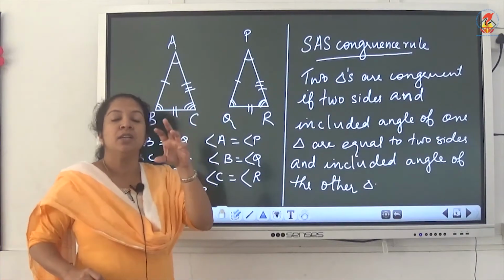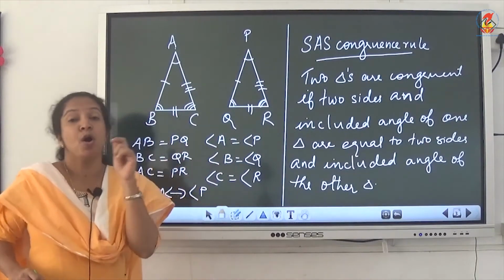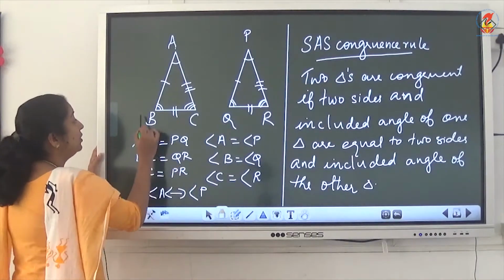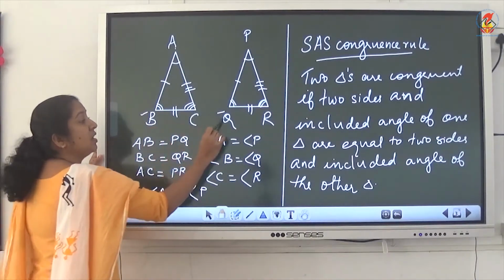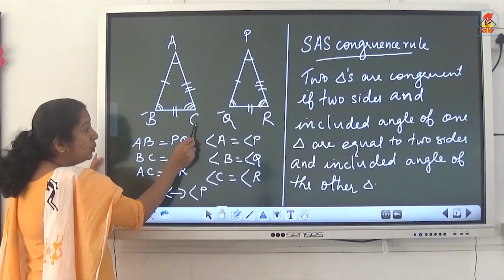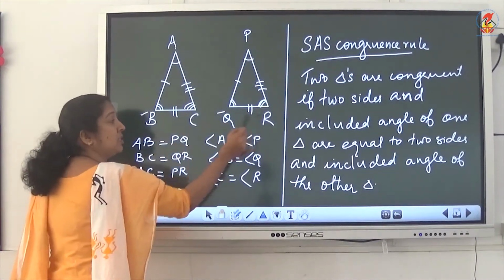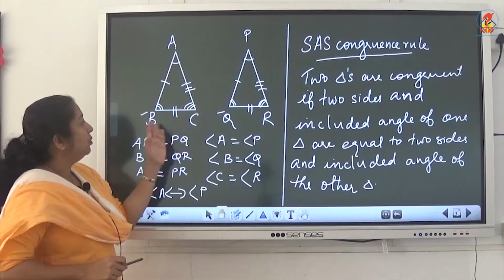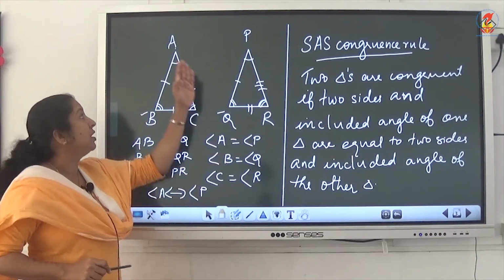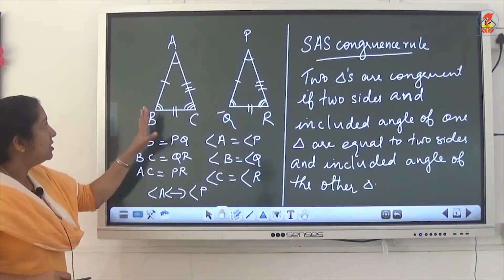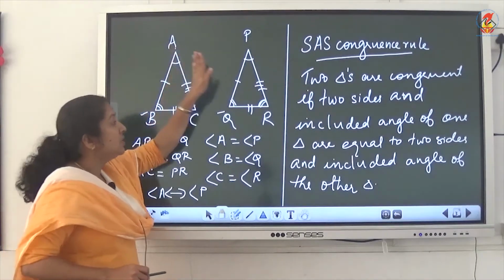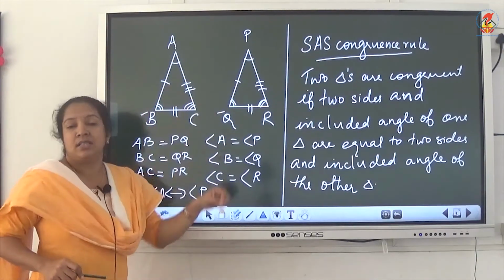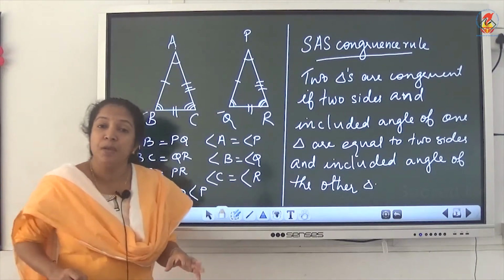So when you name the sides or vertices, you have to take the corresponding side or corresponding vertex itself. So if you start with B, you have to start with Q, BC and QR. If you start with CB, you have to write it as RQ. So, what is given is AB is equal to PQ, BC is equal to QR, AC is equal to PR. So, what we can say is triangle ABC is congruent to triangle PQR. This is the condition. Corresponding sides should be equal and corresponding angles should be equal.